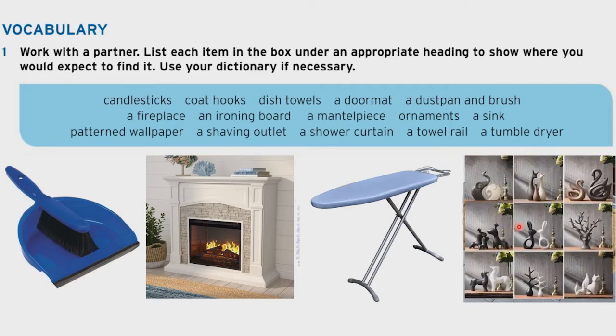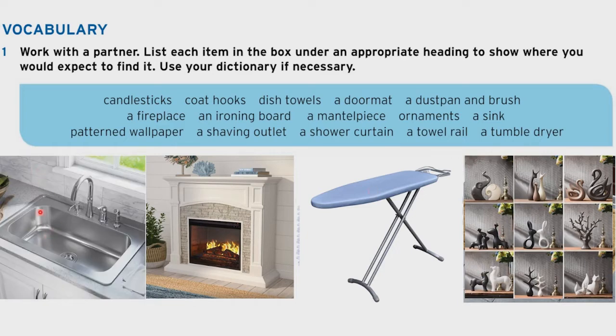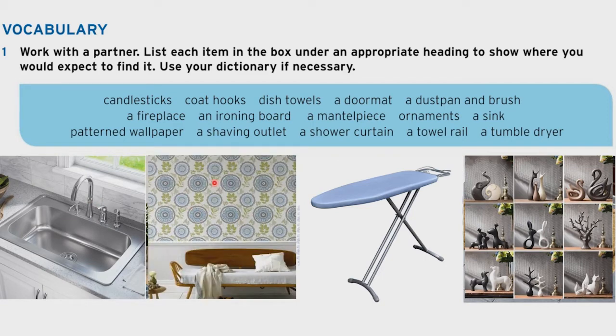Then we have ornaments. Ornaments are all these elements that we put maybe in the living room in order to decorate the house. Then we have a sink. It's pretty easy to identify what this is and that we can find it in the kitchen. Then the pattern wallpaper is this wallpaper that we put here in order to decorate the walls of our houses. We could say that we stick them to the wall.